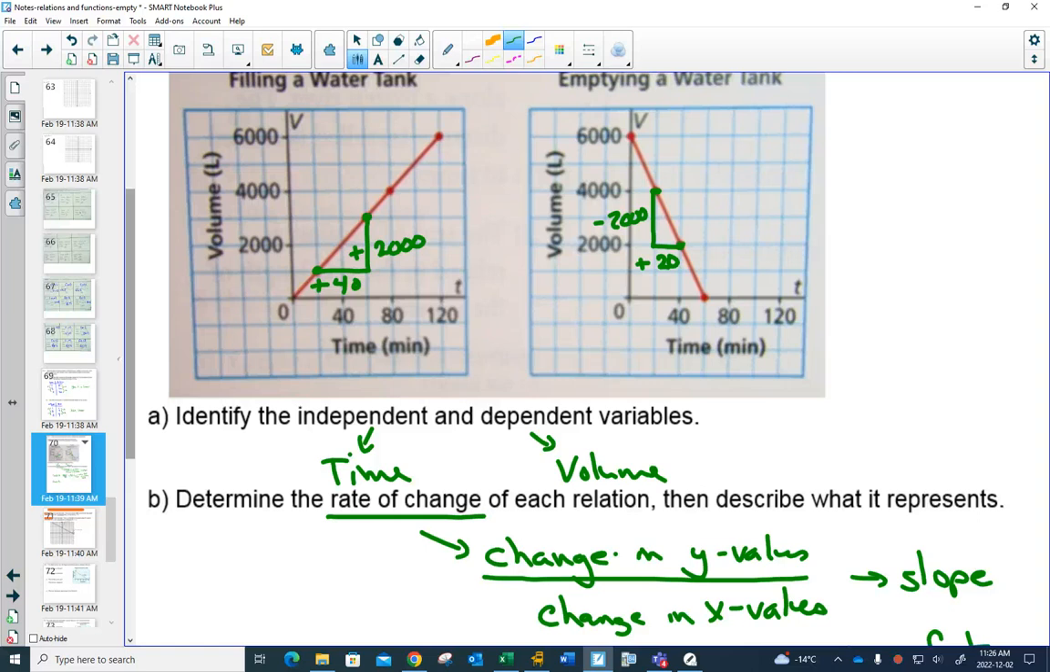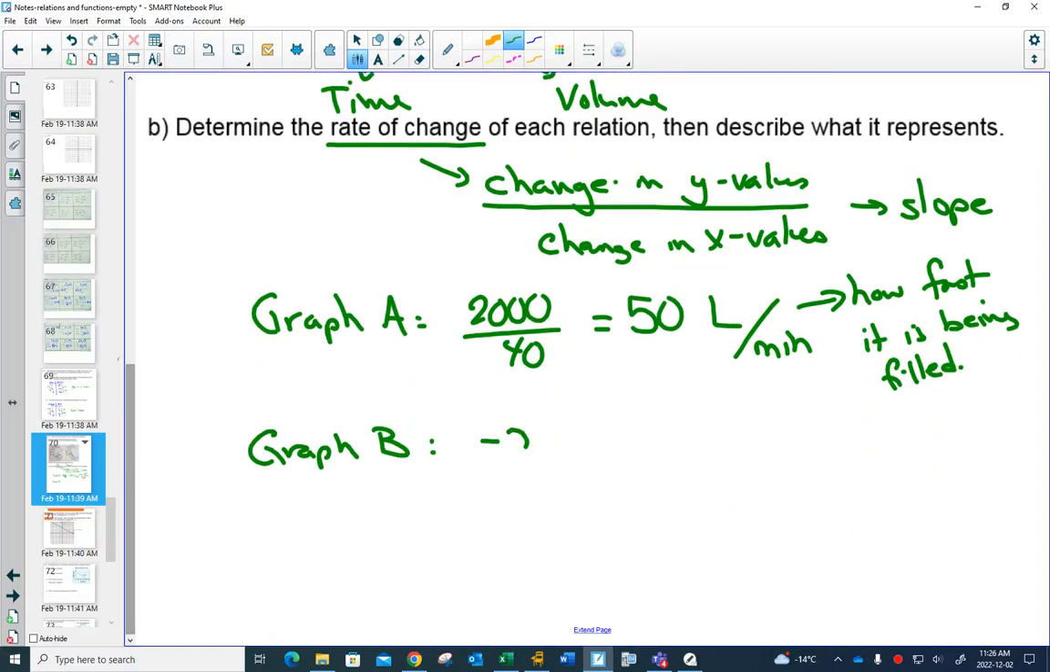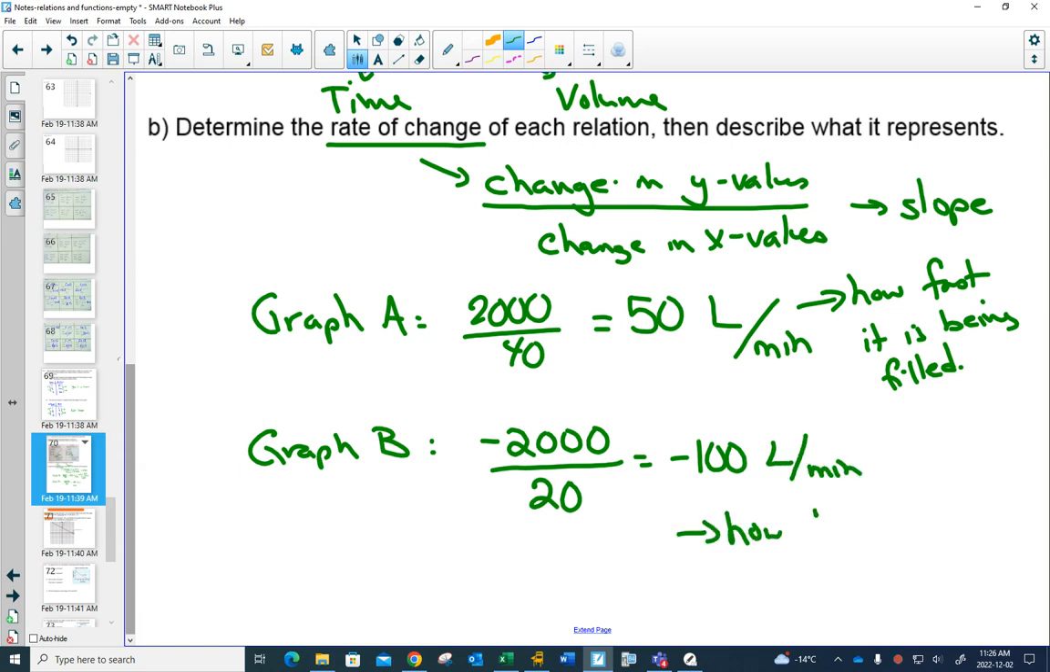How would you know which points to put it at? You could pick anywhere. And that's the beauty about the rate of change on a straight line. It will be the same no matter which you pick. And I'm going to show you that after we finish this one. So for graph B, the y goes down 2,000, the x goes to the right 20. If we simplify this, we get negative 100 liters per minute. And this represents how fast it is being emptied.